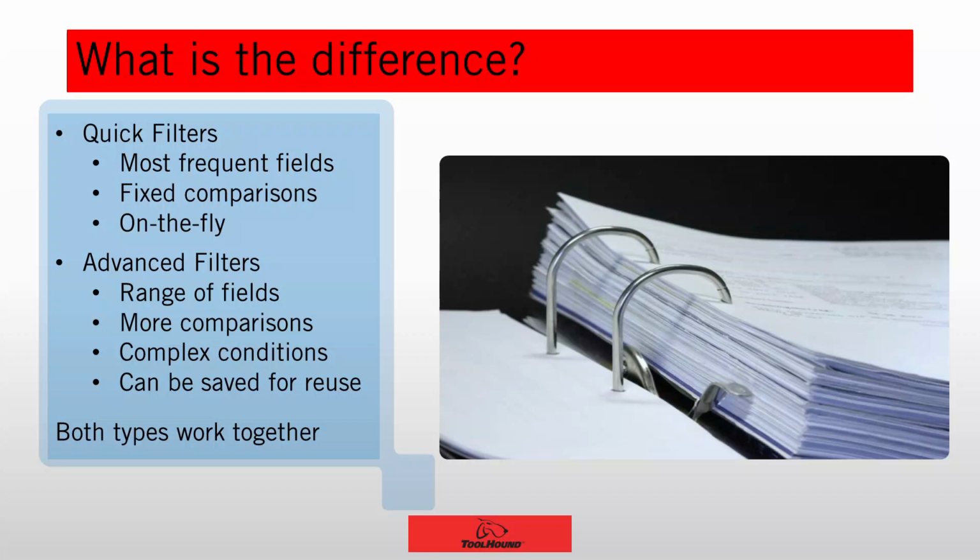Advanced filters offer a much wider range of fields that you can select from, and you have more comparisons available, including contains, is null, does not contain, etc. You can create complex conditions, and these conditions can be saved for later reuse. Both quick filters and advanced filters can be used together.